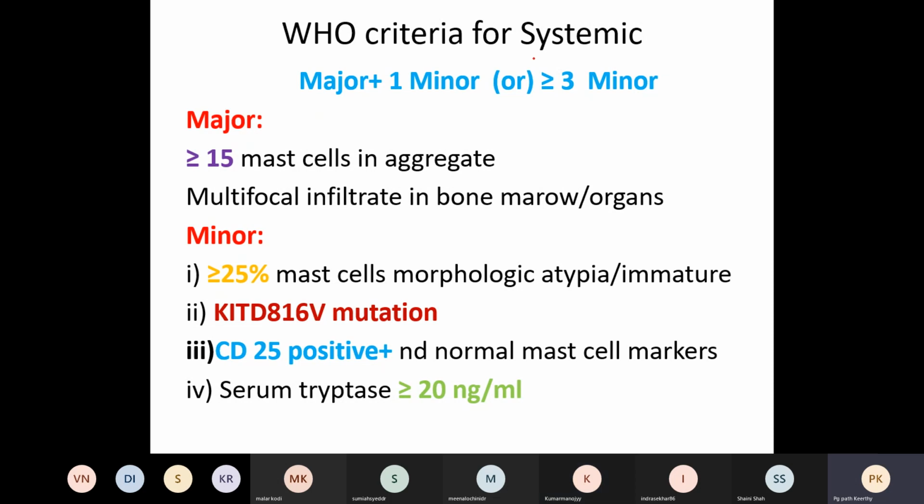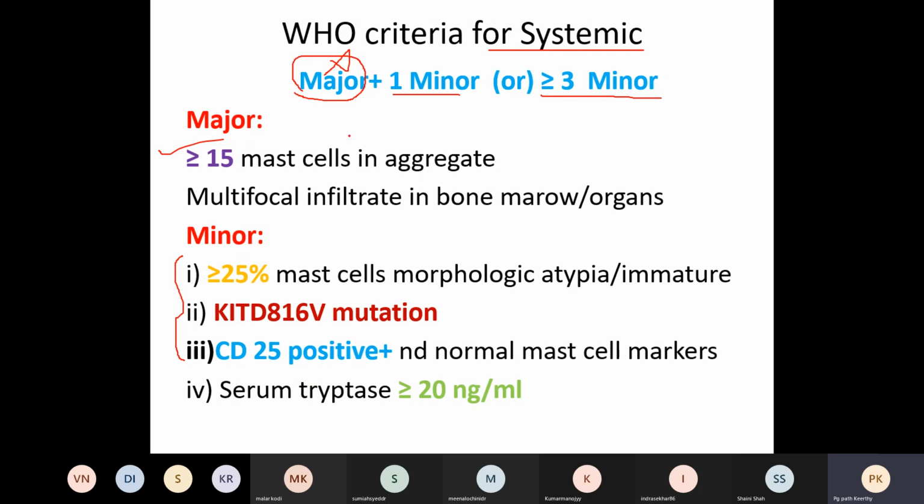We'll continue. So that is the classification of systemic mastocytosis. Before classifying it as systemic mastocytosis, first we should tell it is systemic, right? So what is the criteria to call it systemic? It should fulfill the major criteria plus one minor. Or if there is no major criteria, you should fulfill at least three minor criteria.